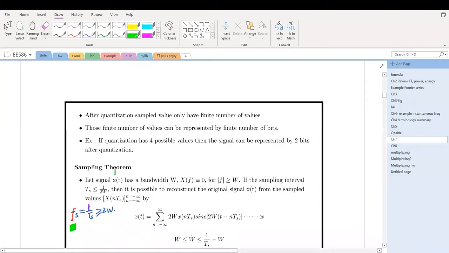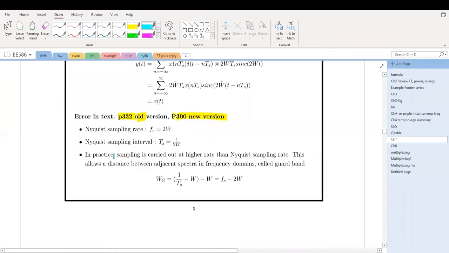By the sampling theorem, if we want to sample a continuous time signal, we want to sample at a rate higher than double the bandwidth in order to recover this continuous time signal from the sampled values. In practical systems, the sampling is normally carried out at a higher rate than the Nyquist rate. This allows distance between the adjacent spectrum for the sampled signal.